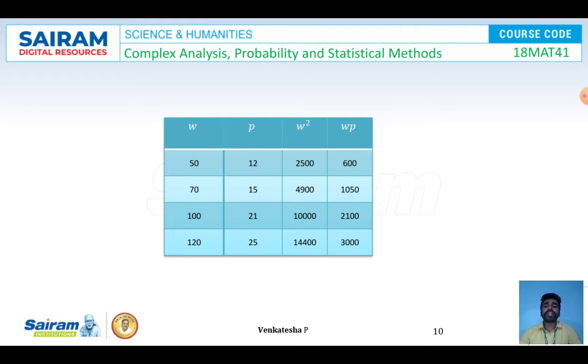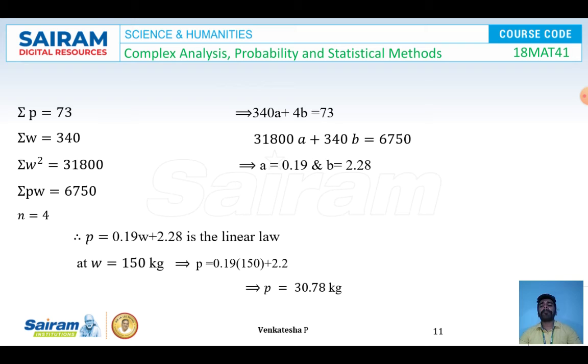So now we are supposed to estimate the value of summation W, summation P, summation W square and summation WP. Adding all the P values, we got summation P is equal to 73. Adding all W, we got summation W is equal to 340. Adding all W square, we got 31800. Adding all PW, we got summation PW is equal to 6750. And the value of N is equal to 4. Replacing these values in the normal equations, we got 340A plus 4B is equal to 73, and 31800A plus 340B is equal to 6750.